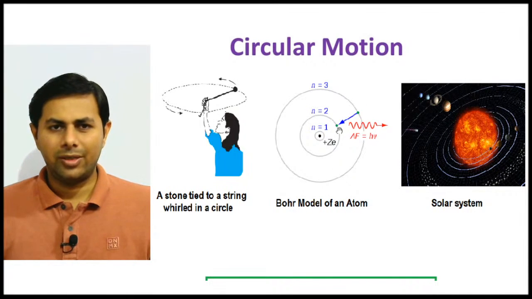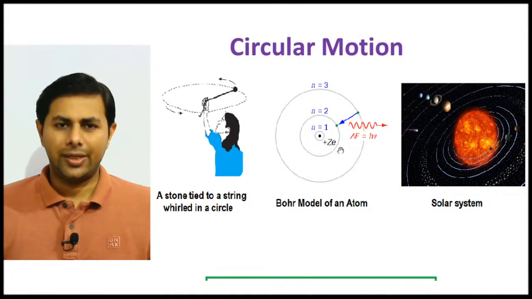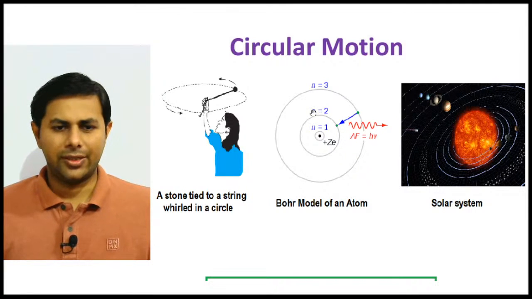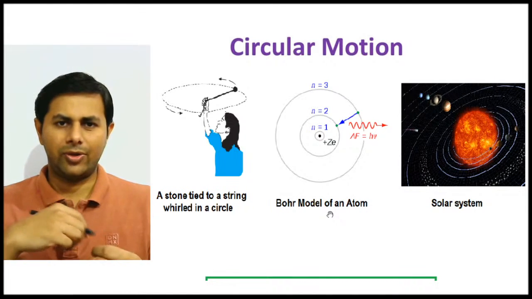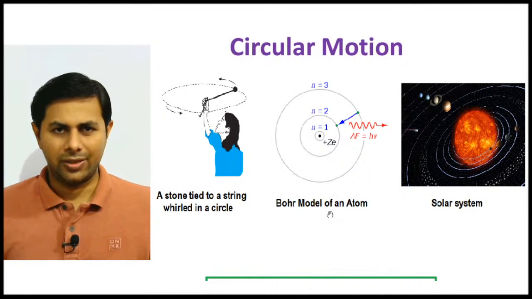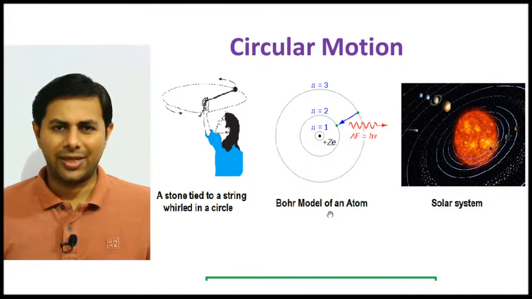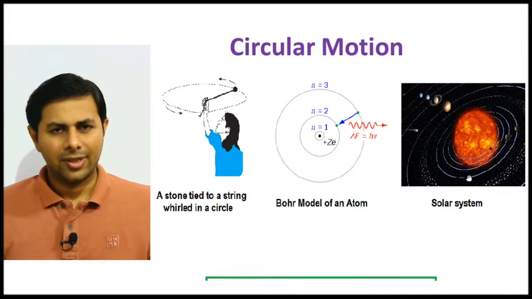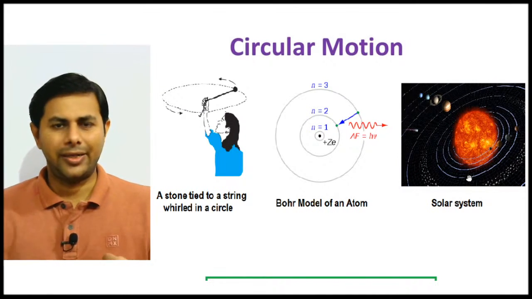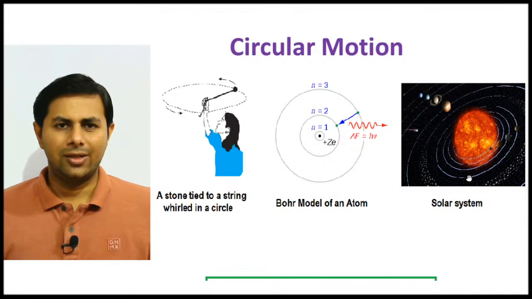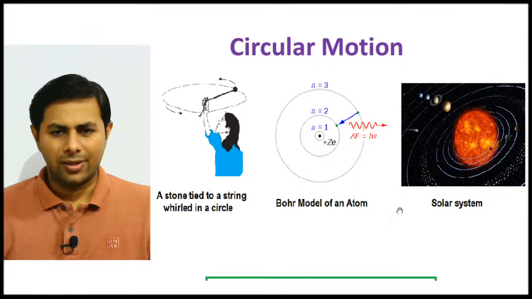Another example could be the motion of an electron in an atom. According to Bohr's theory of an atom, electrons revolve around the nucleus in circular orbits. So if we understand circular motion, then we will also understand something about atoms. Another example is the motion of planets around the sun. Circular motion has a vast number of applications, and that's why it is a very important topic.